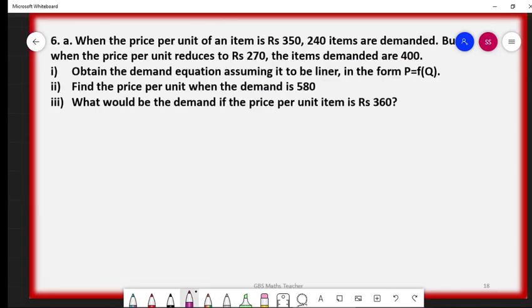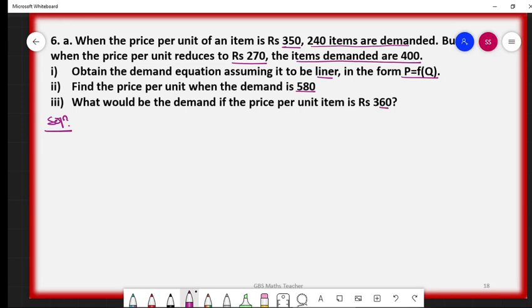Our question number 6, dear students. Before the solution, let me read out the question. When the price per unit of an item is 350, 240 items are demanded. But when the price per unit is reduced to 270, the items demanded are 400. Obtain the demand equation assuming it to be linear in the form of P equal f of Q. Find the price per unit when the demand is 580. What would be the demand if the price per unit item is 360?